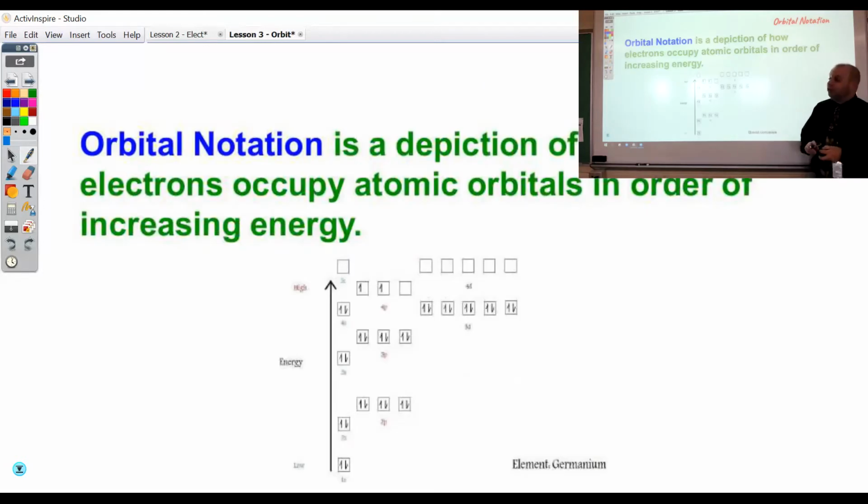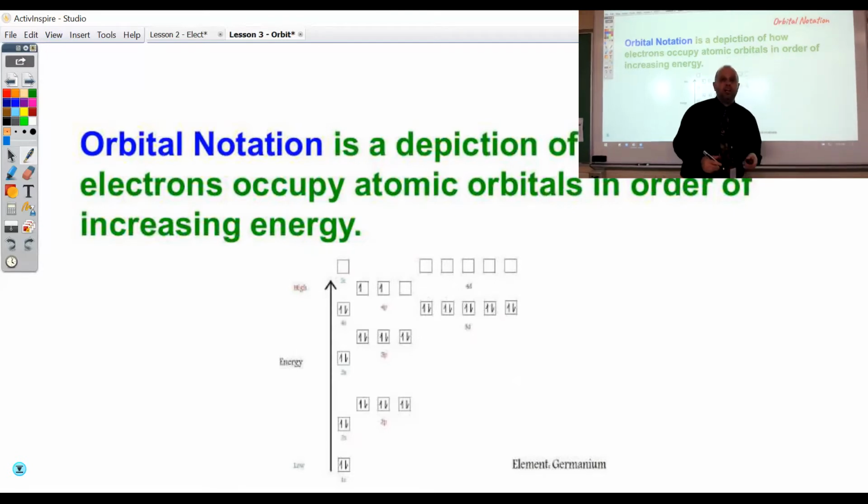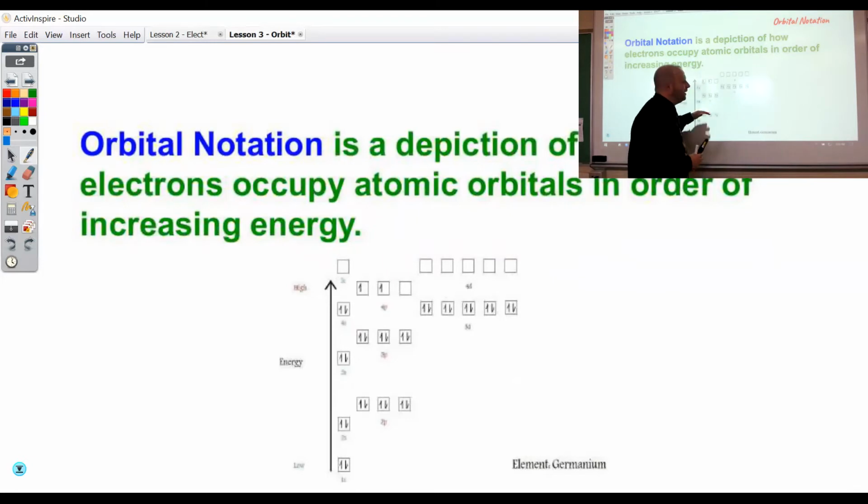Behind me is a picture of an orbital notation diagram for the element germanium. It says, orbital notation is a depiction of how electrons occupy atomic orbitals in order of increasing energy. Now, if you think back to when we looked at Bohr and the solar system model, this is just an expansion on the solar system model.